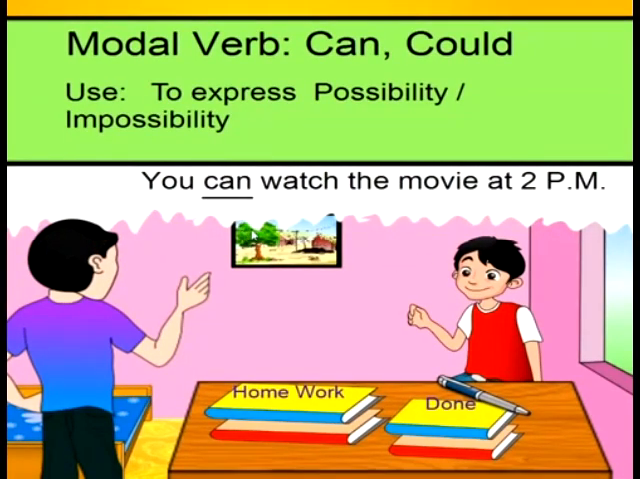Now let's look at the second use of can and could. You can watch the movie at 2 p.m. Here can expresses possibility. Yes, it's possible that you can watch a movie at 2 p.m.